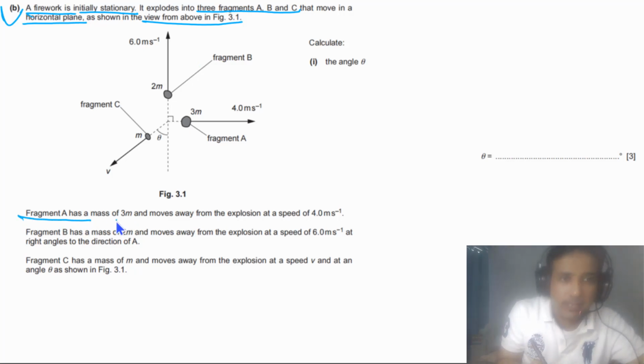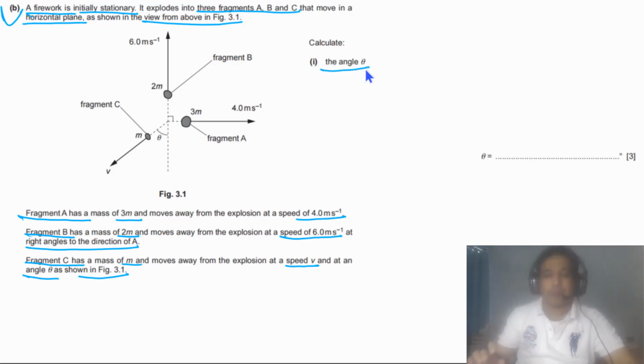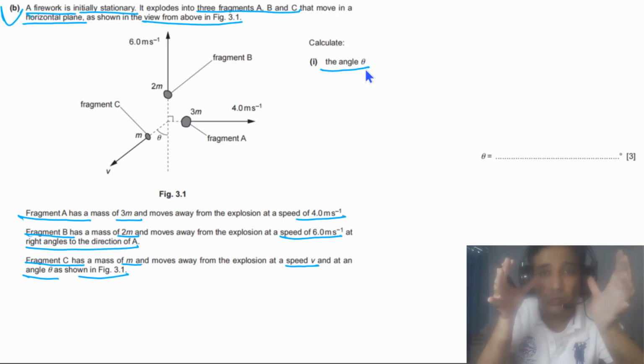Fragment A has a mass of 3m and moves away from the explosion at a speed of 4.0 meters per second. Fragment B has a mass of 2m and moves away from the explosion at a speed of 6.0 meters per second at right angles to the direction of A. Means the angle between A and B is 90 degrees. Fragment C has a mass of m and moves away at speed v at an angle theta as shown in figure 3.1. For part B1, we need to calculate the value of angle theta. Beautiful question. This is about momentum in 2 dimensions.